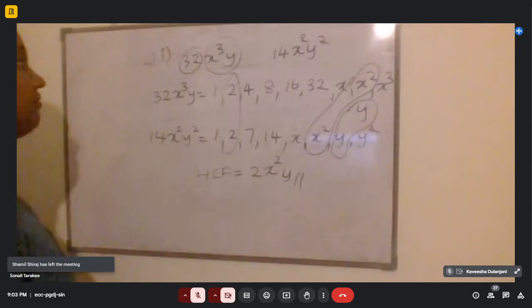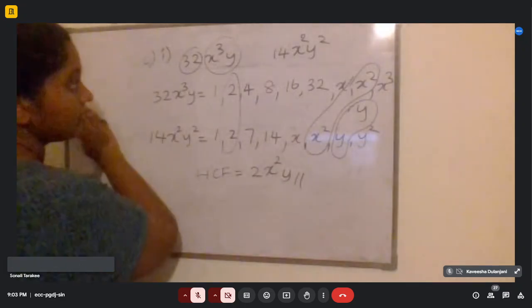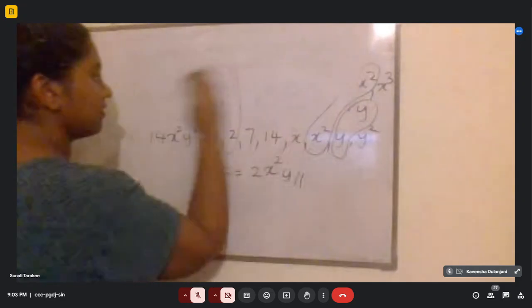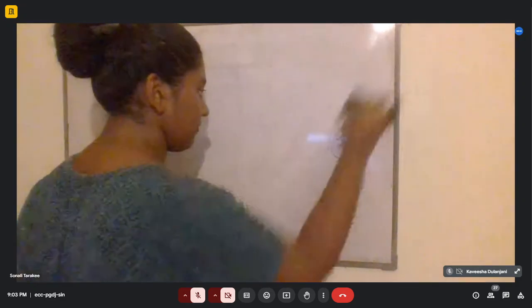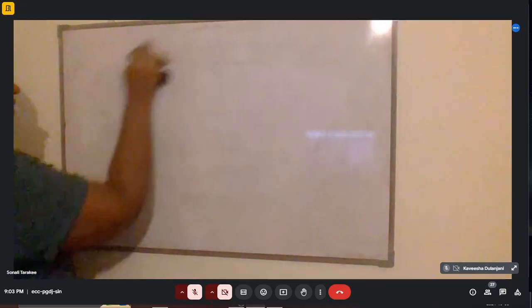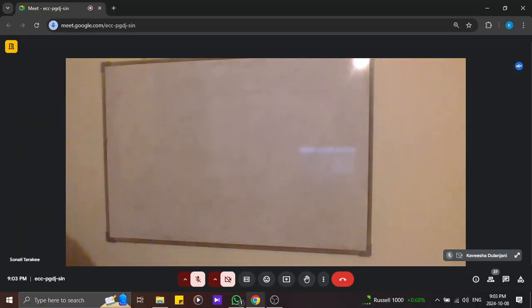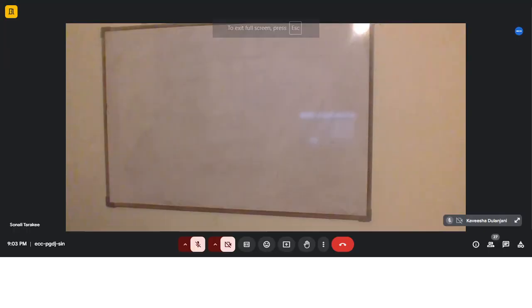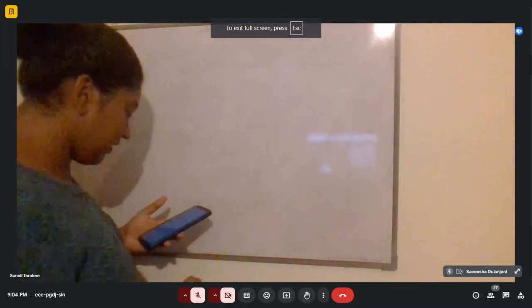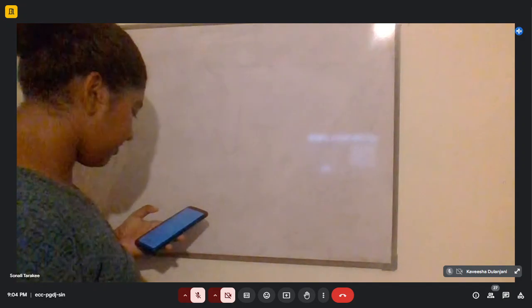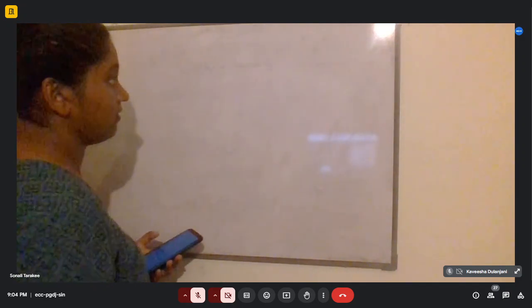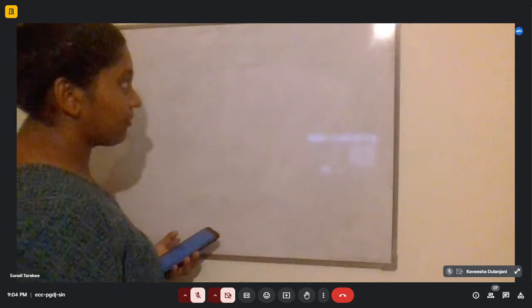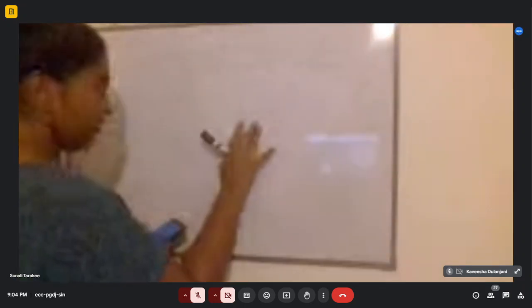Okay, now I'll move on to the next one. Okay, next one is find the LCM. Find the LCM of two positive integers 120 and 150 using prime factorization method. So prime factorization means you have to write the number as a product of the prime numbers.